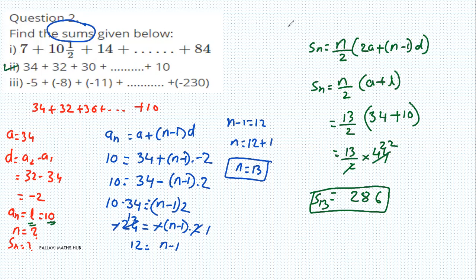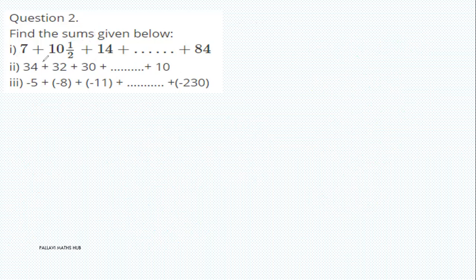Now let's move on to the third one. Third question is minus 5 plus minus 8 plus minus 11 and so on, continuing up to minus 230. First write down the given things. A is equal to minus 5.